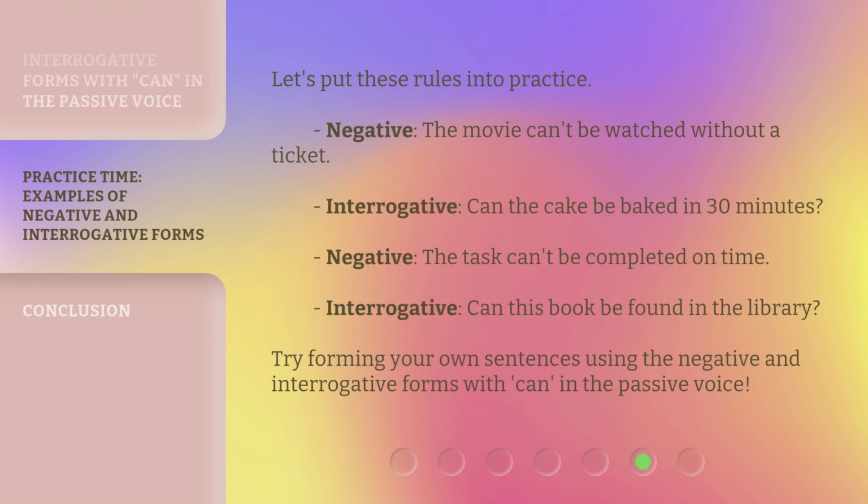Let's put these rules into practice. Negative. The movie can't be watched without a ticket. Interrogative. Can the cake be baked in 30 minutes? Negative. The task can't be completed on time. Interrogative. Can this book be found in the library? Try forming your own sentences using the negative and interrogative forms with can in the passive voice.